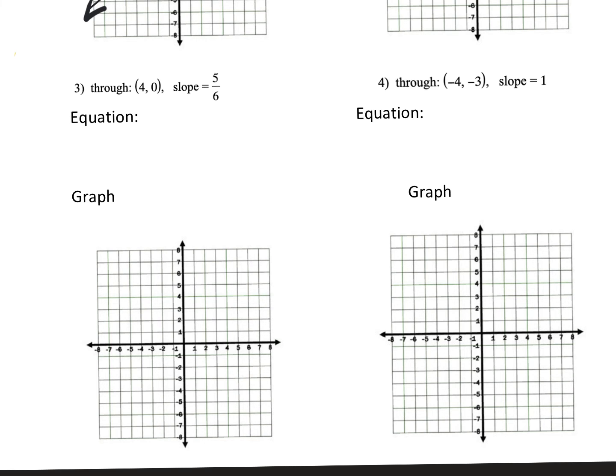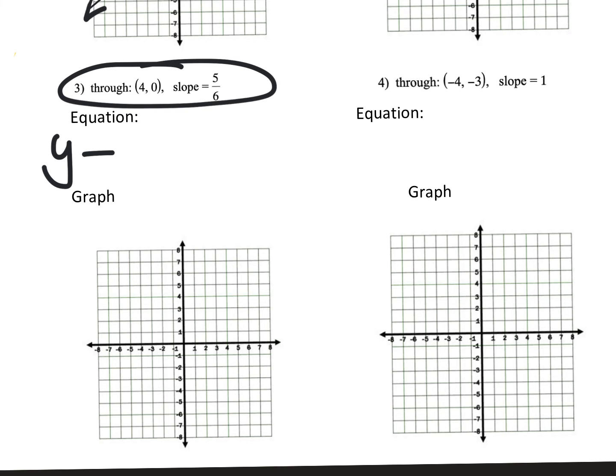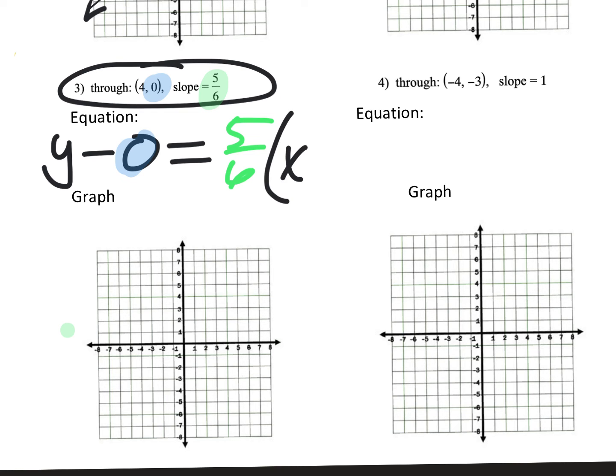Okay, first of all, real quick, it gave you a point and it gave you a slope. Which one makes more sense, slope intercept or point slope? Point slope makes more sense because it gave you a point and it gave you a slope. So instead of y minus y1, I'm going to do y minus 0. I'm doing this part quick because the graphing part is the part that's a little tricky. Instead of m, I'm going to write 5 over 6. And then instead of x minus x1, I'm going to write x minus 4.